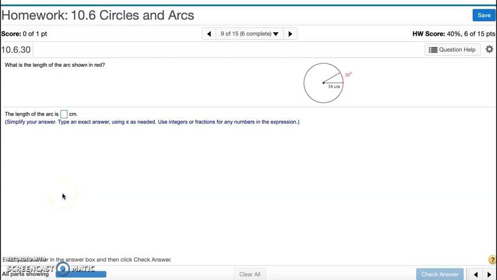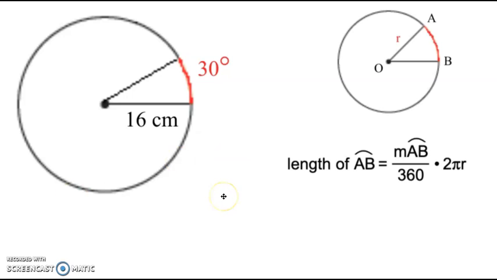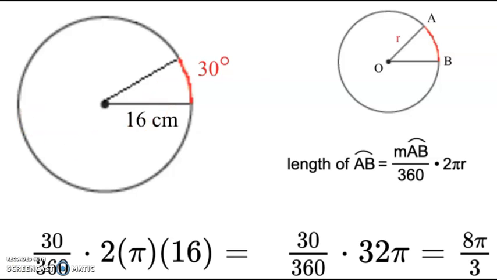Number 9, what is the length of the arc shown in red? So let's take a closer look at it. To find the length, the formula for the length of the arc is the arc measure divided by 360 times 2 pi r. So substituting in our information, we have 30 degrees over 360 times 2 times pi times 16. Which equals 30 over 360 times 32 pi, which equals 8 pi over 3. So let's type that in. Just remember, it wants an exact answer, so no decimals.